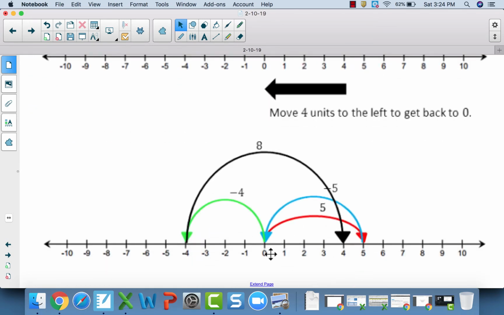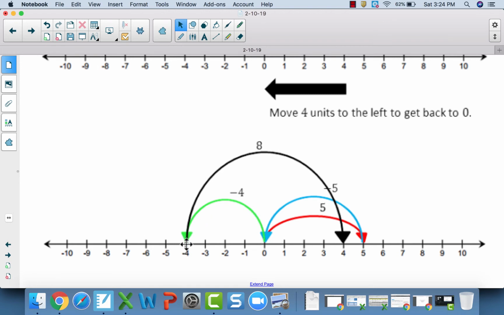Additionally, you can look at it like this. So our red arrow is first, so we started at 0, went to 5. From there, the blue arrow is next. We went back to 0 because we went 5 to the left. Then the green arrow is next.